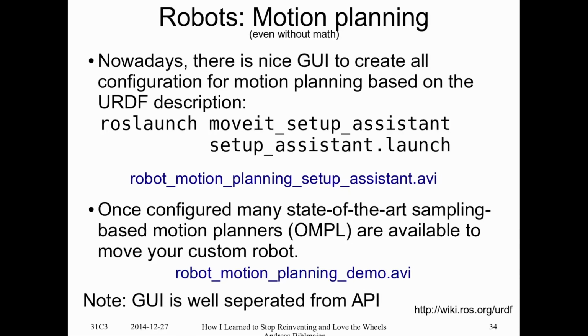And if you hate GUIs, that's fine. Everything I'm showing is well separated between the GUI components and the code. So if you want to do path planning, not through a GUI, but from your code, because you recognize an object in your image, of course, there's a Python and a C++ API to tell the robot, okay, go to this point. You don't need to go through the GUI.